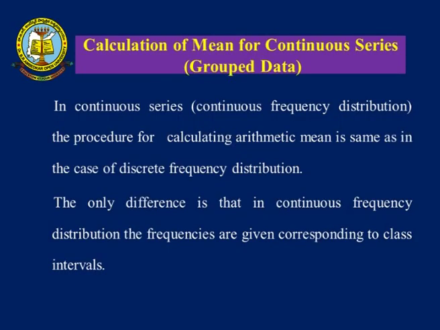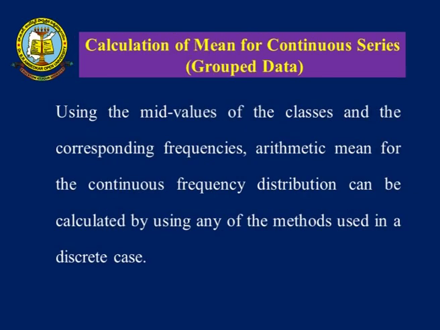Now, while talking about mean, there are two types: discrete series and grouped series, that means calculation of mean for continuous series. Earlier one is a discrete series, because the values are not in class intervals. In a continuous frequency distribution, the procedure for calculating arithmetic mean is the same as in the discrete frequency distribution. The only difference is that the frequencies are given corresponding to the class intervals. Using the mid values of the classes and the corresponding frequencies, the arithmetic mean can be calculated by using any of the methods used in the discrete case.